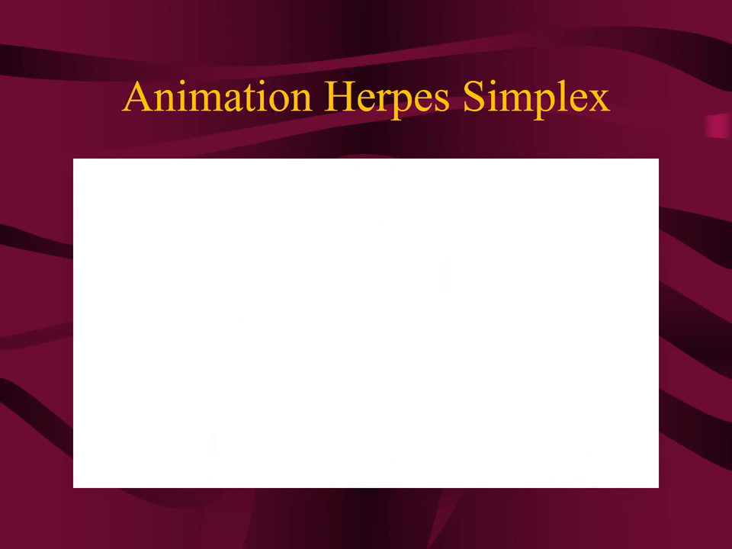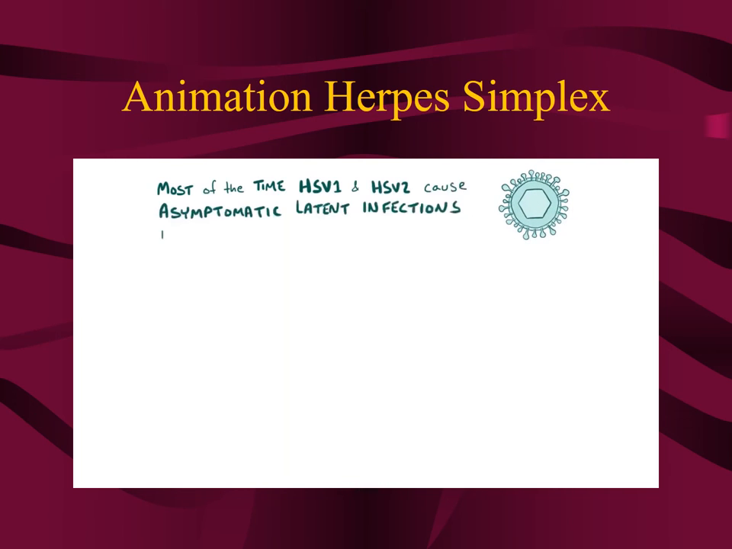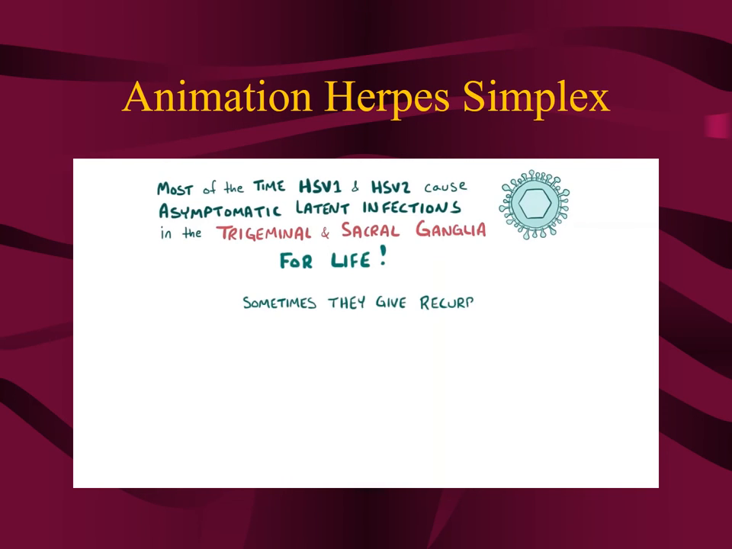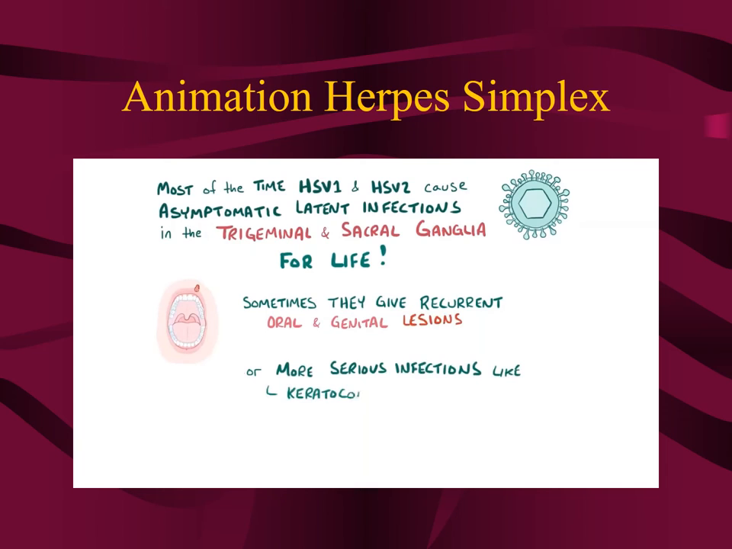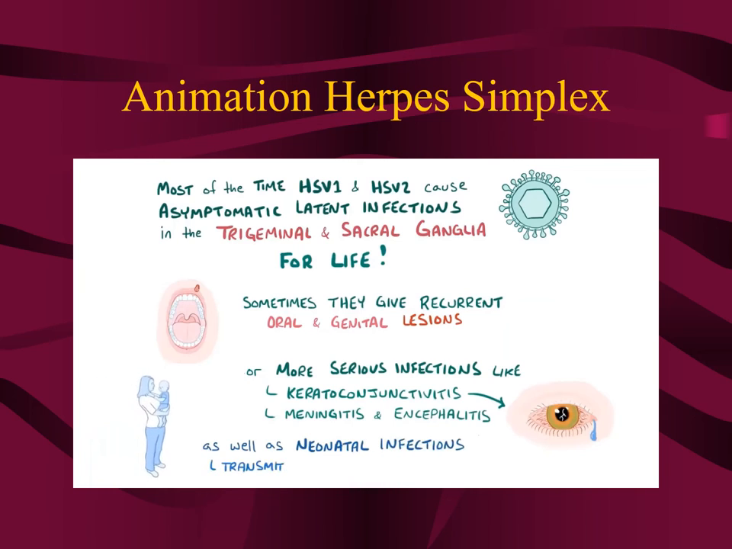Alright, as a quick recap. Most of the time, herpes simplex virus 1 and 2 cause asymptomatic latent infections that set up in the trigeminal and sacral ganglia for life. But sometimes they can cause symptoms like recurrent oral and genital lesions. They can also cause more severe infections like HSV keratoconjunctivitis, meningitis, and encephalitis, as well as neonatal infections, which usually get transmitted when a baby passes through infected vaginal secretions.